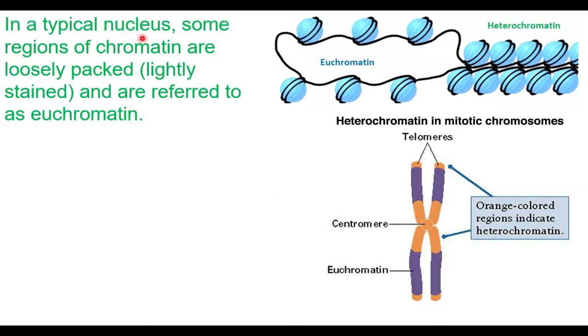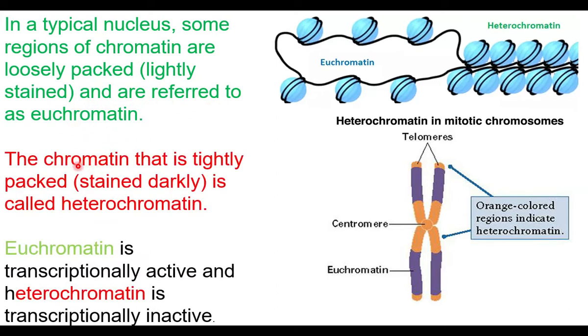In a typical nucleus, some regions of chromatin are loosely packed, lightly stained, and are referred to as euchromatin. The chromatin that is tightly packed and stained darkly is heterochromatin. Euchromatin is transcriptionally active and heterochromatin is transcriptionally inactive. The euchromatin part is transcribed. Heterochromatin is not transcribed. Which one is tightly coiled? Heterochromatin is tightly coiled. Heterochromatin is found in telomere and centromere of the chromosome.